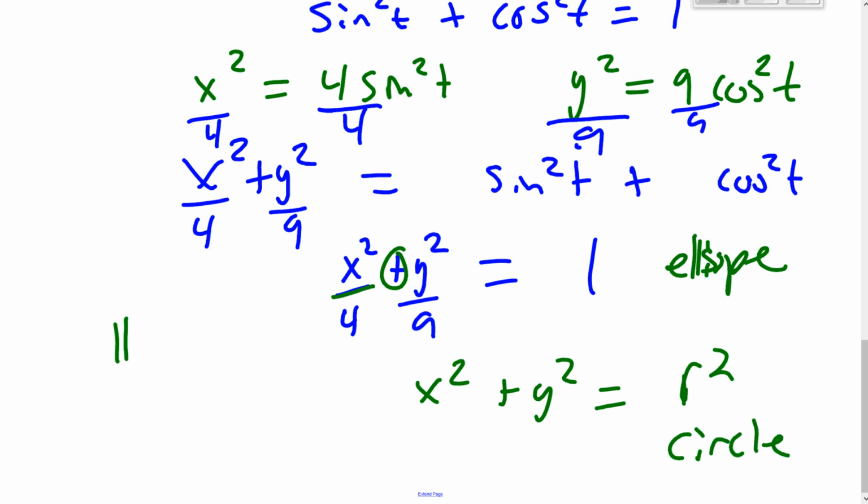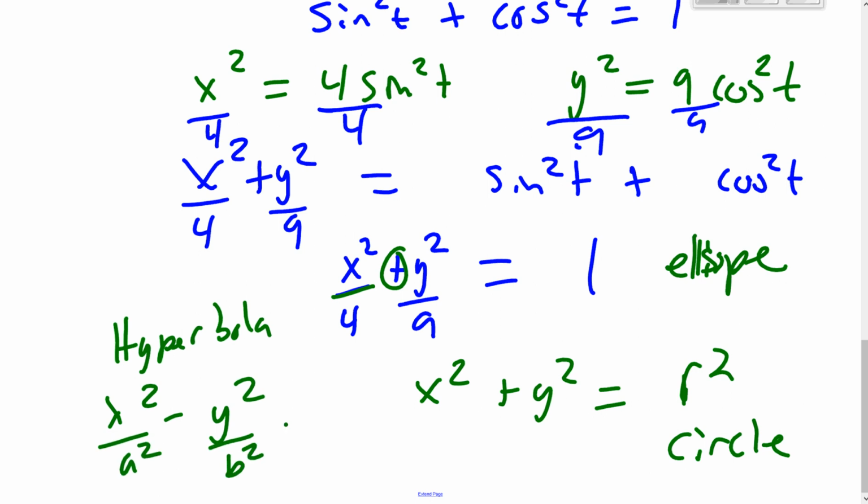And then the other one, a hyperbola, probably spelled that wrong too, but that's okay. It's just a minus in between, so it's an ellipse with a minus in between, equal to 1. So the only difference between an ellipse and a hyperbola is that it's a minus in between.